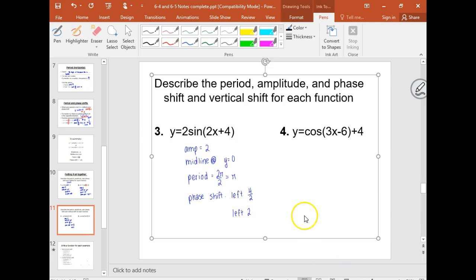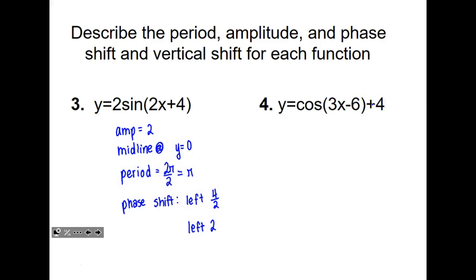Okay, all right, here we go. y equals cosine of 3x minus 6 plus 4. That was a really good question, considering the next one coming up. For this one, Gabriel, what is the amplitude? It's going to be 1, right? Because there's nothing in front, so it's like there is a 1 there. You always have an amplitude. The only thing you may not have is a phase shift, right? You always have an amplitude, always have a midline, always have a period. But the phase shift, you might not have one of those.